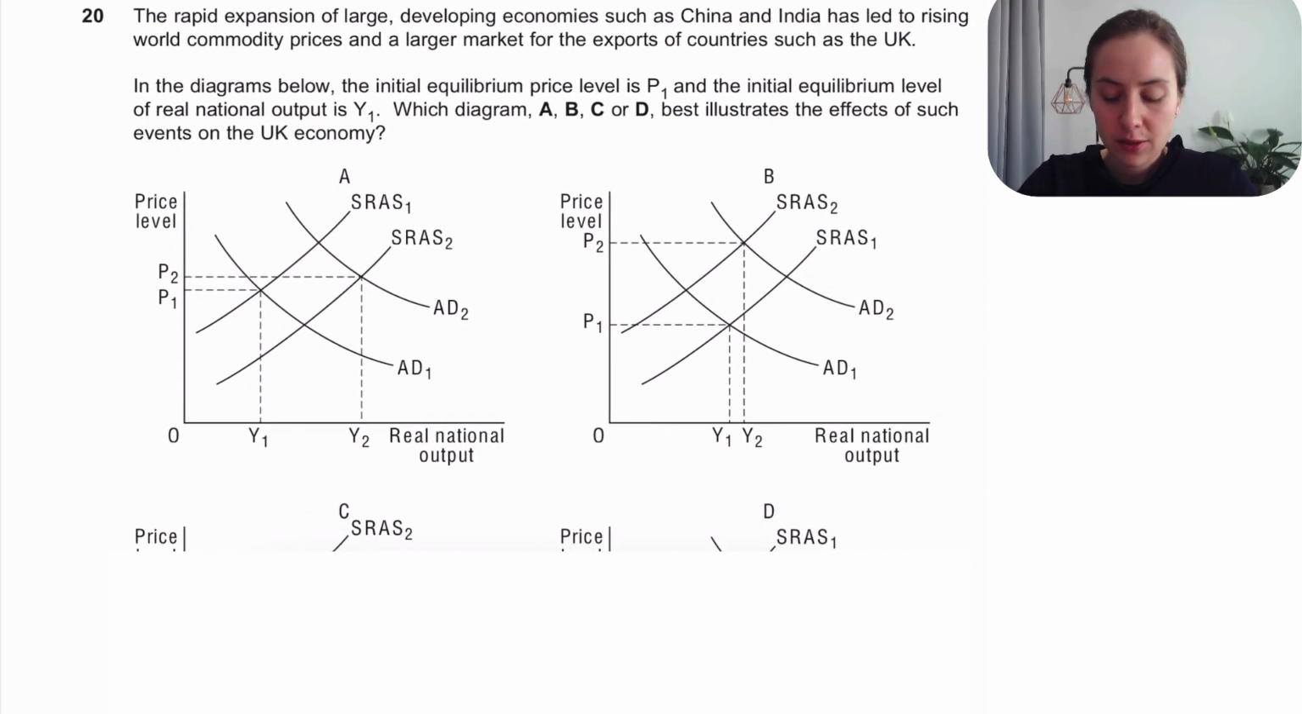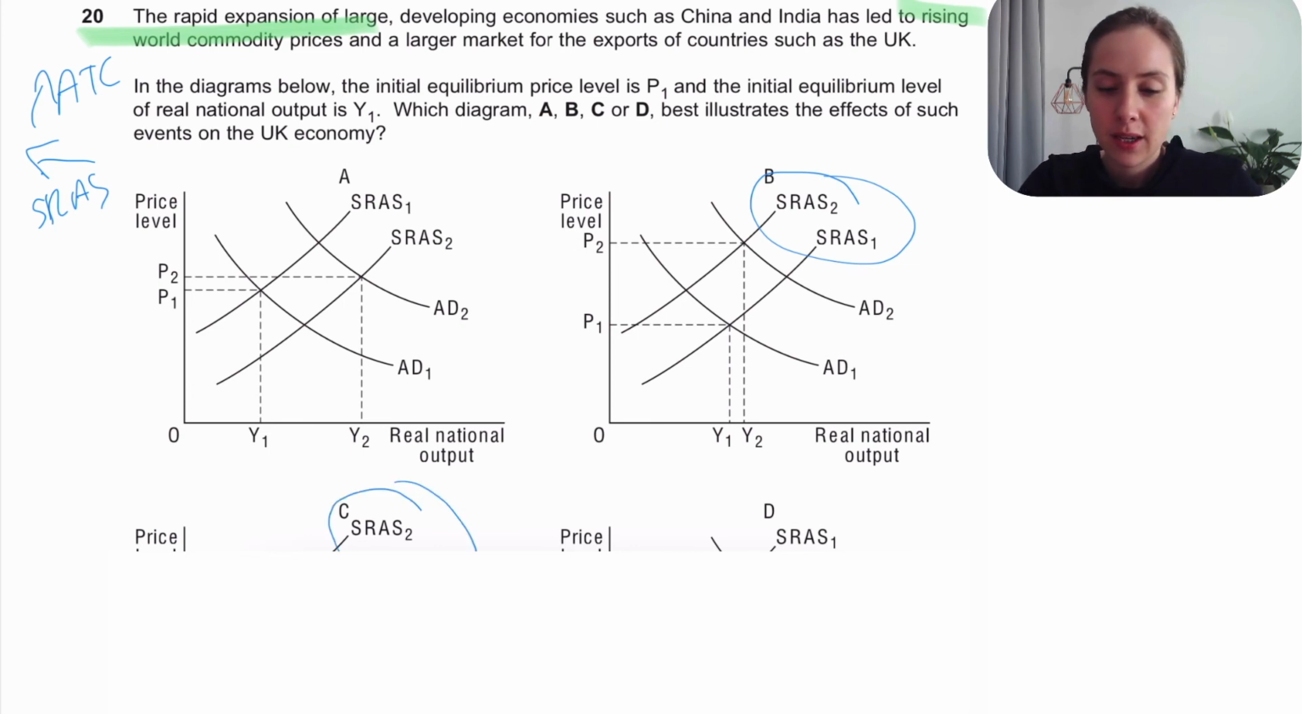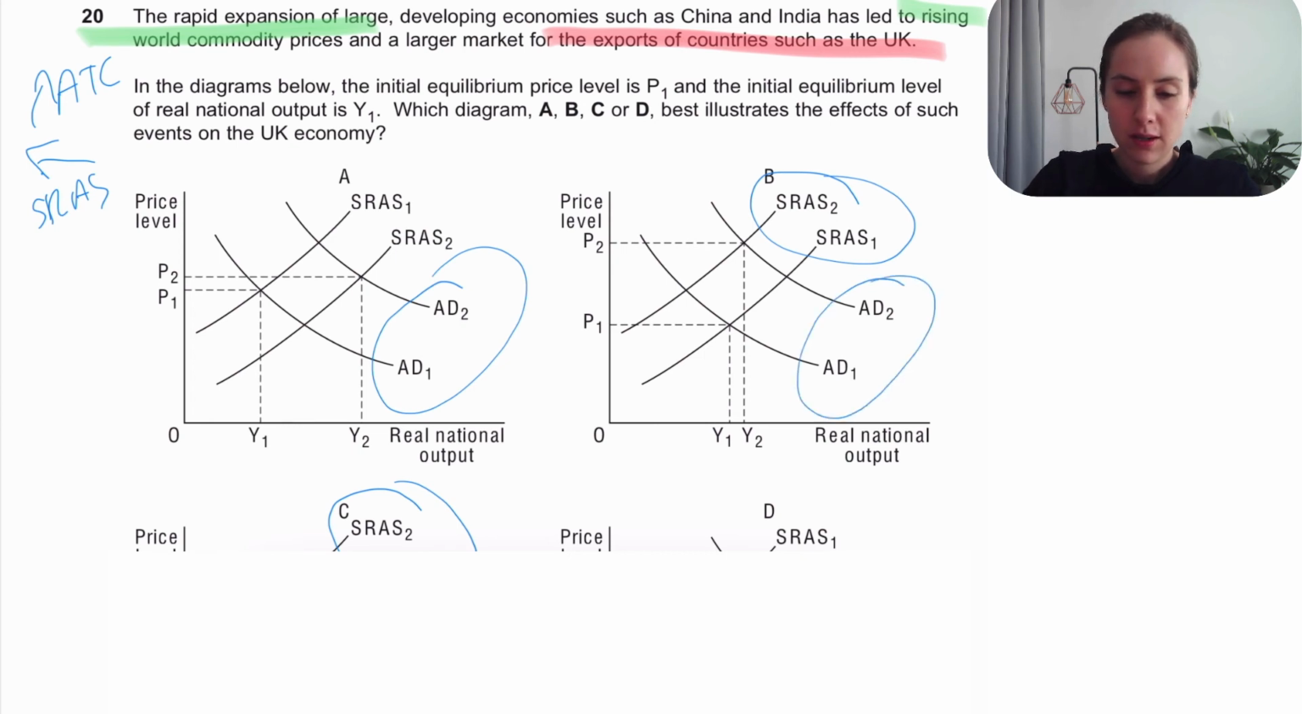So we've got China causing rising commodity prices. So I'm guessing this is going to increase firms' average costs and shift that short run AS to the left. That's one. That's another one. And a larger market for the exports of countries. So I'm guessing the UK has sold more exports. More exports, more AD, so I'm looking for AD1 to AD2. And just double checking, yeah, that seems to be the answer, B.